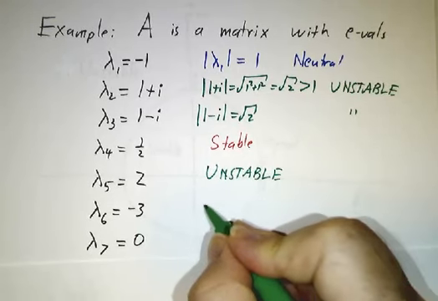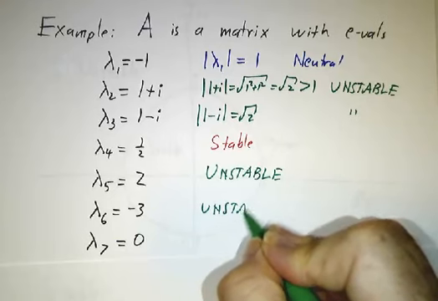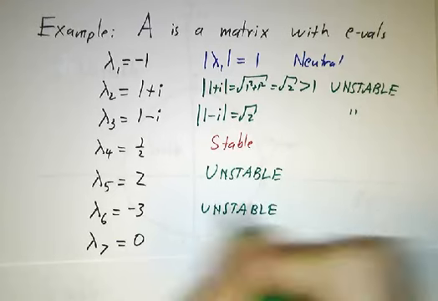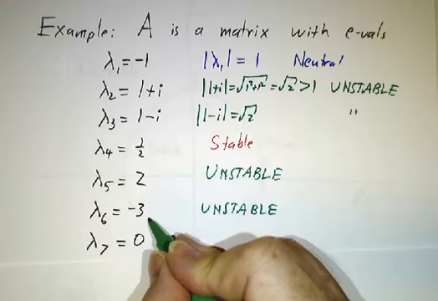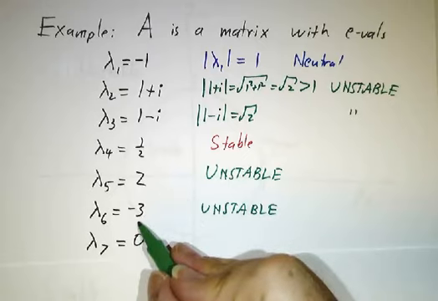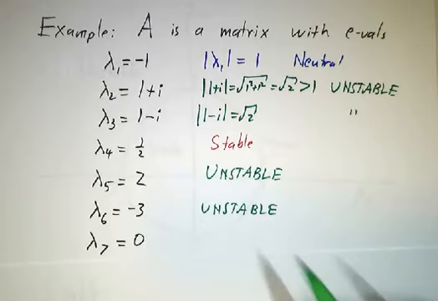Negative 3 is unstable. Because even though it's negative, negative 3 squared is 9. Negative 3 cubed is negative 27. Negative 3 to the fourth is 81. These numbers are getting big. They're sometimes positive, they're sometimes negative, but they're big.